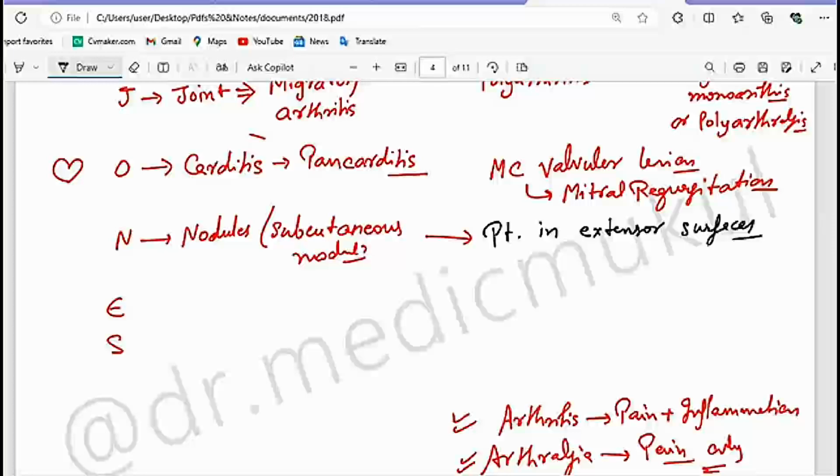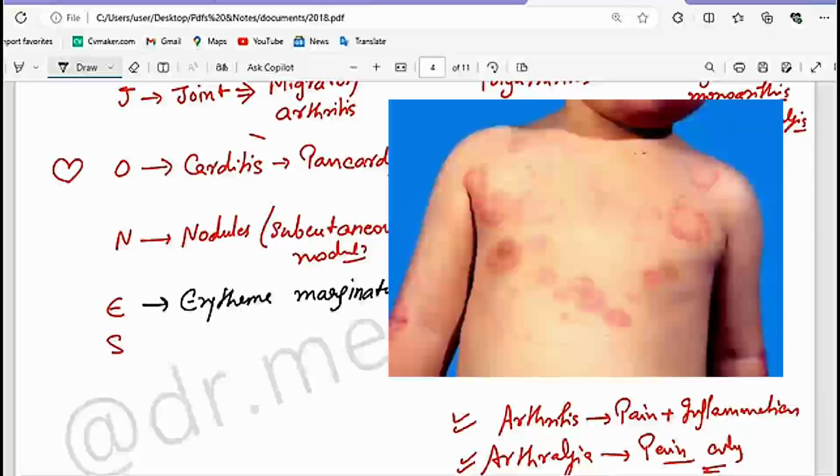It will present on the extensor surface. Then we have the E. What is the E? That is the erythema marginatum. This is again a very important point. The image shown on the screen is the erythema marginatum.